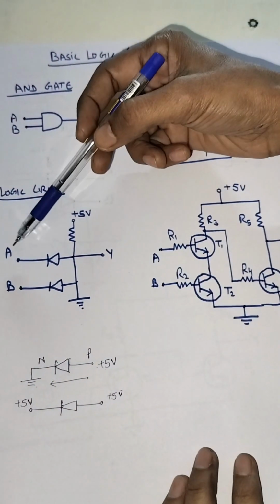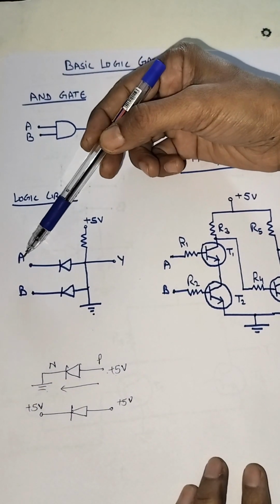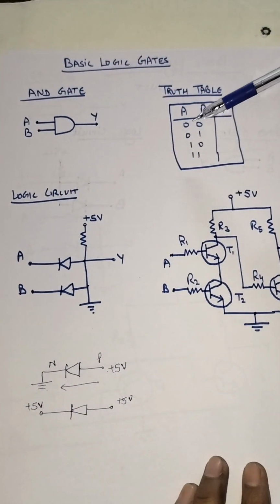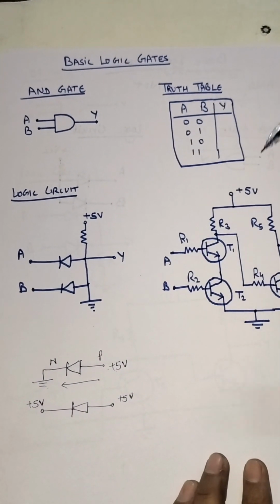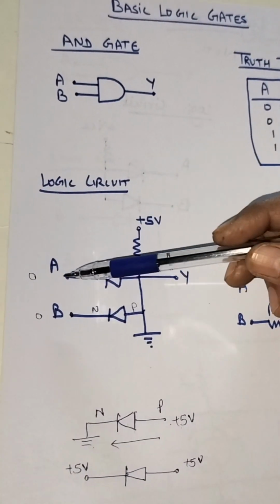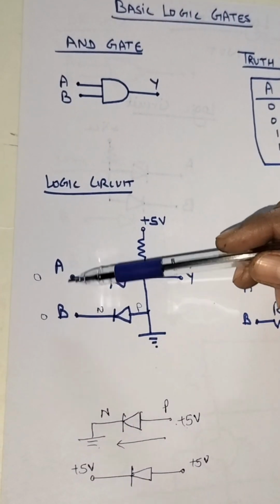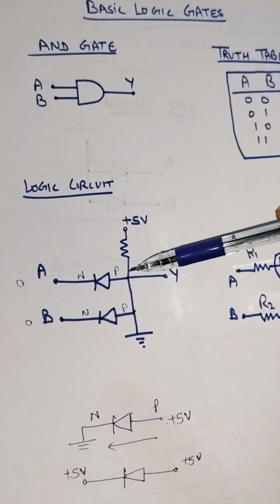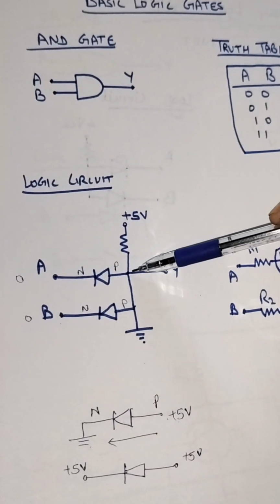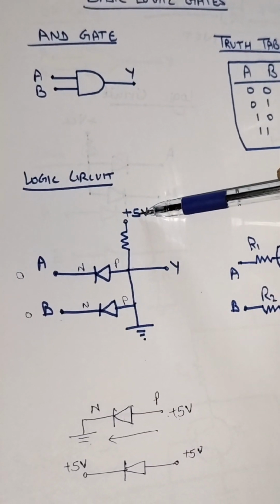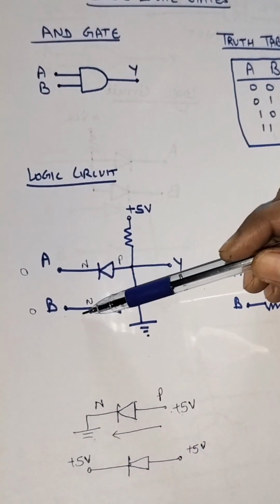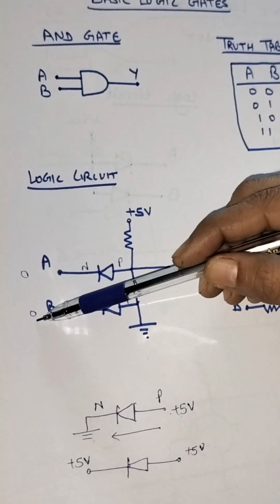So here we have two inputs A and B, and this A and B can be anything from 0, 0 to 1, 1. So now in this diagram we have applied 0, 0 to both the inputs A and B. And you can see the P side of the diode is connected to plus 5 volt supply and N side of both the diodes are connected to 0.